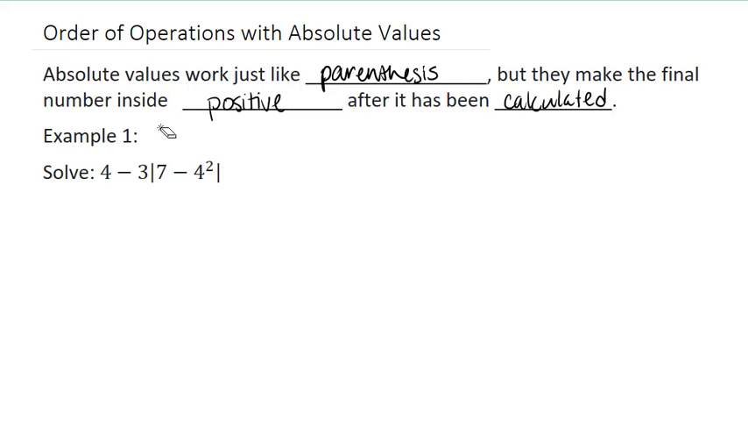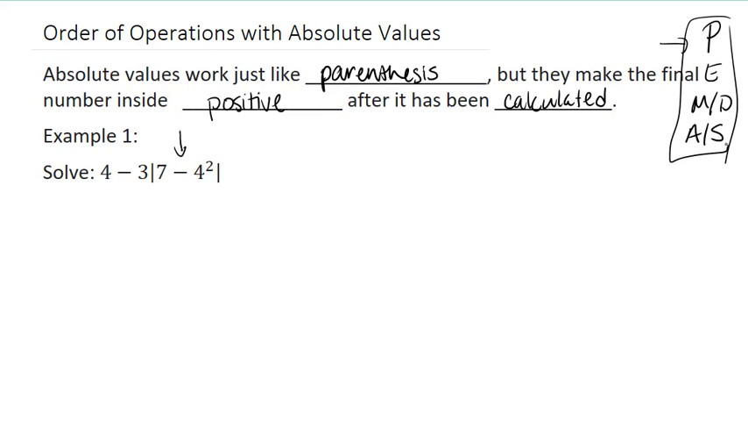So since absolute values are like parentheses, we have to remember our little saying: parentheses, which is for please excuse my dear Aunt Sally. So absolute values fall along the lines of parentheses. So we address that first. And then when we address what's inside the absolute value, we need to also look back at this to determine what we do next.